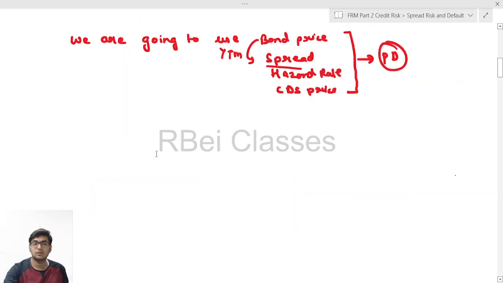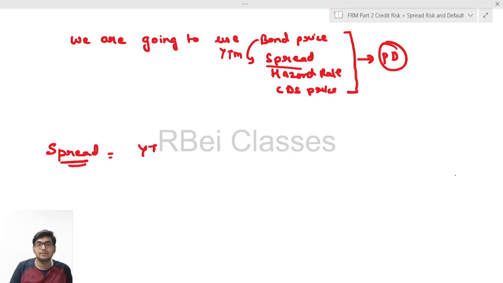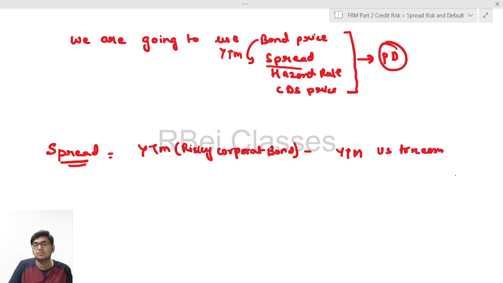Clear? Now, if I want to calculate the spread, what do I want? I want the YTM of a risky corporate bond minus the YTM of US Treasury bonds. Clear? YTM of the risky corporate bond and the YTM of the US Treasury bond. Clear? Now, one important point, they must have the same maturity.